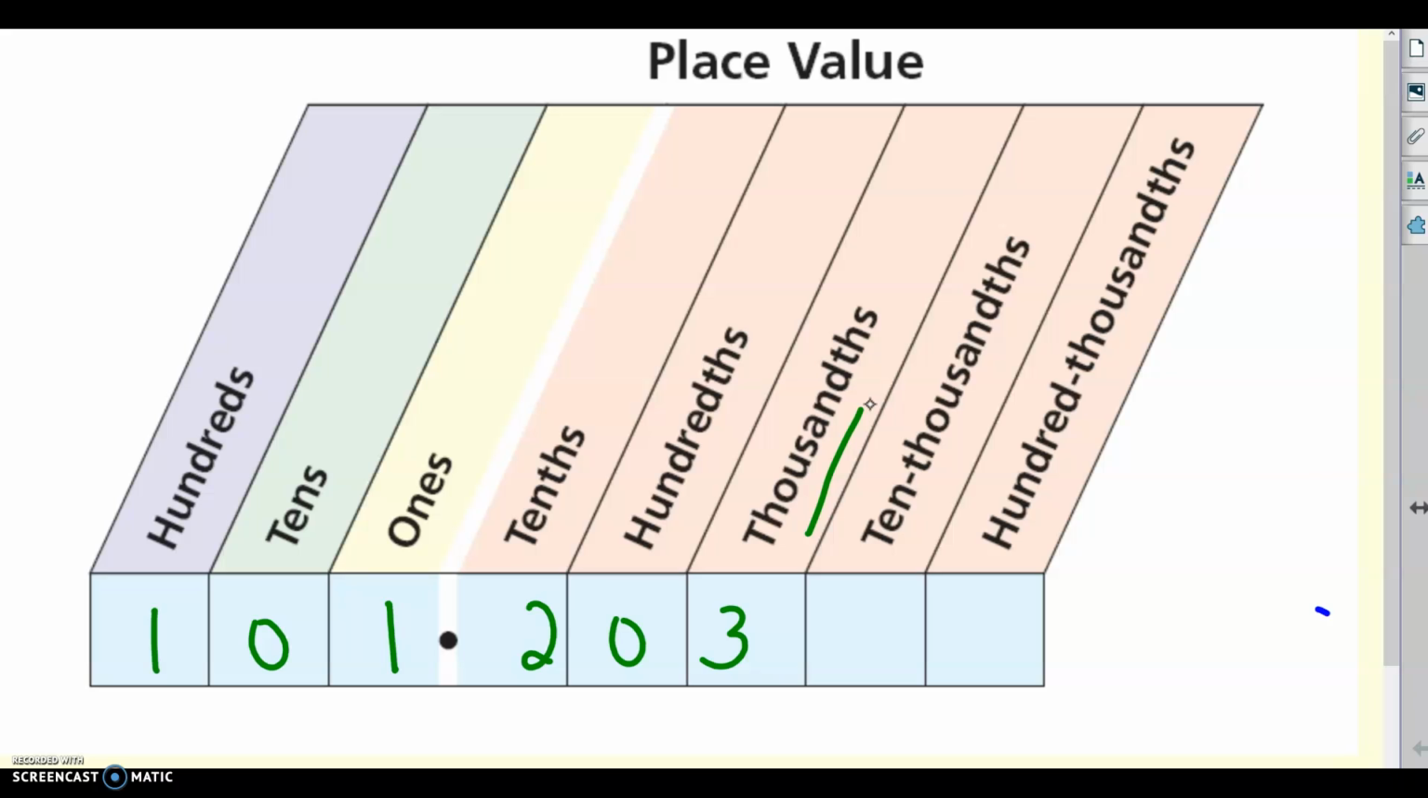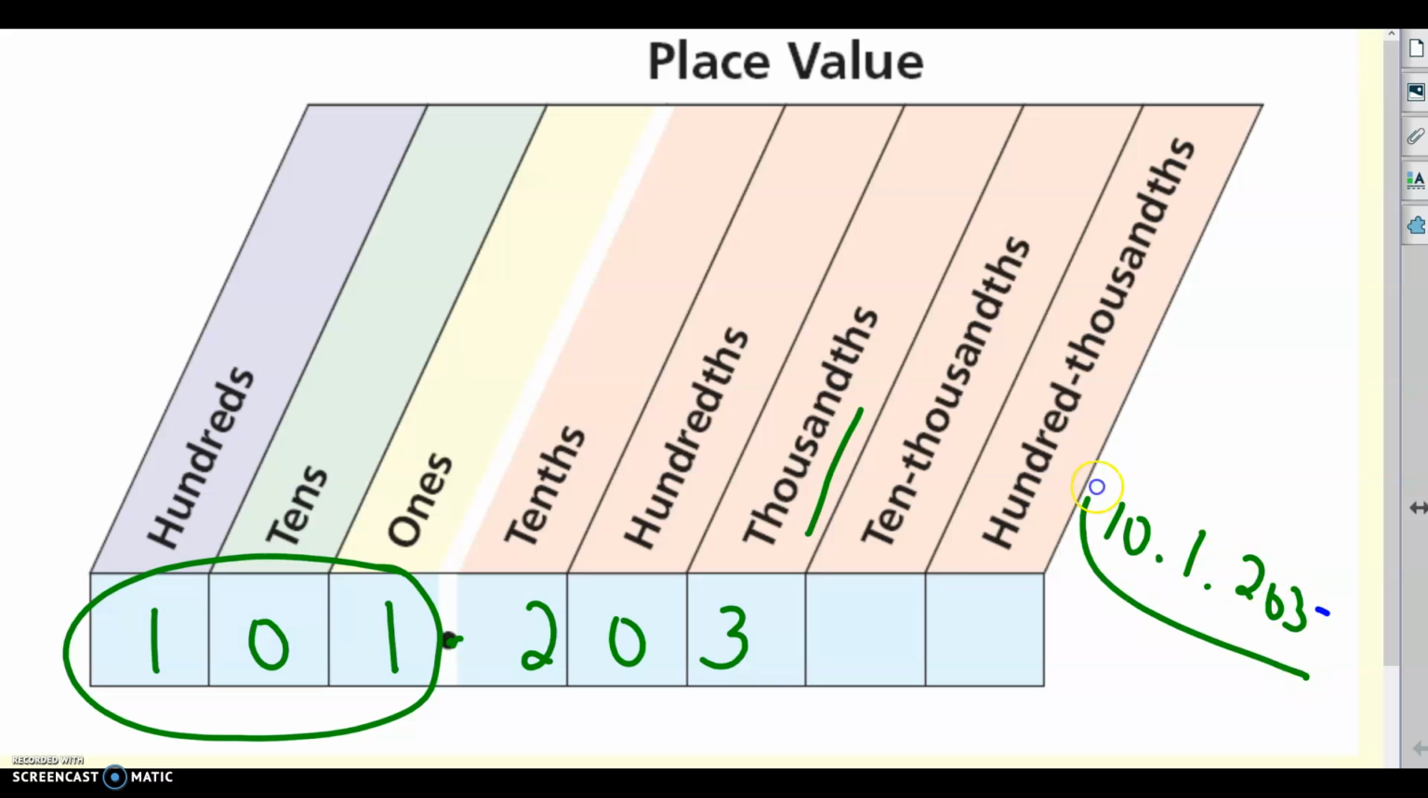Now, sometimes kids look at this number over here, this whole number, and they'll say 101, like 101 Dalmatians, the movie. You want to be really careful when you're talking about decimals to only say the "and" where the decimal goes. Because if you say 101, you're really saying this one, and 203. And now you have a number that has 2 decimals in it. There should only be 1 decimal in each number.